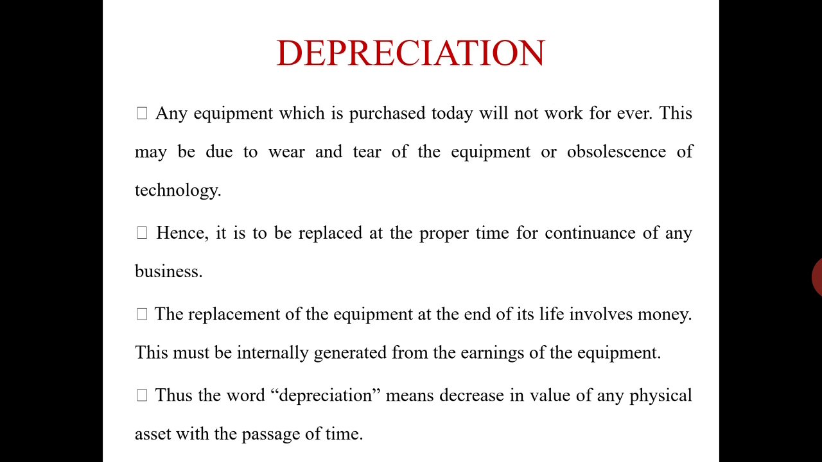Next, depreciation means decrease in the value of any physical asset with the passage of time. From the manufacturing industry's point of view, assets means machineries, equipments, buildings. These are all the assets of the manufacturing industry.